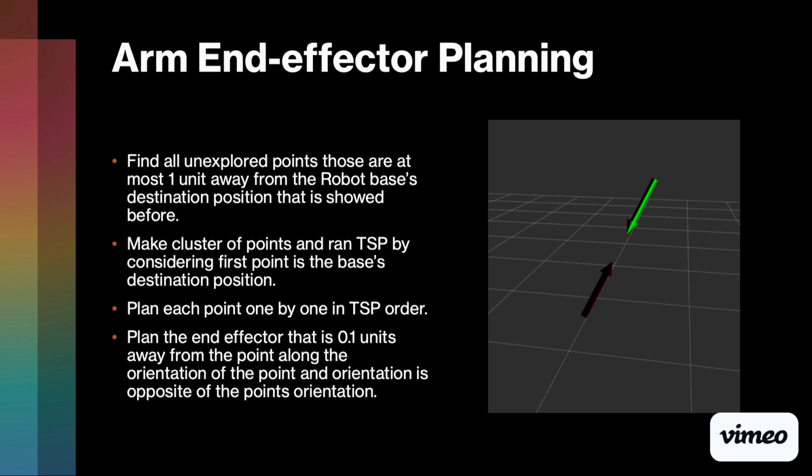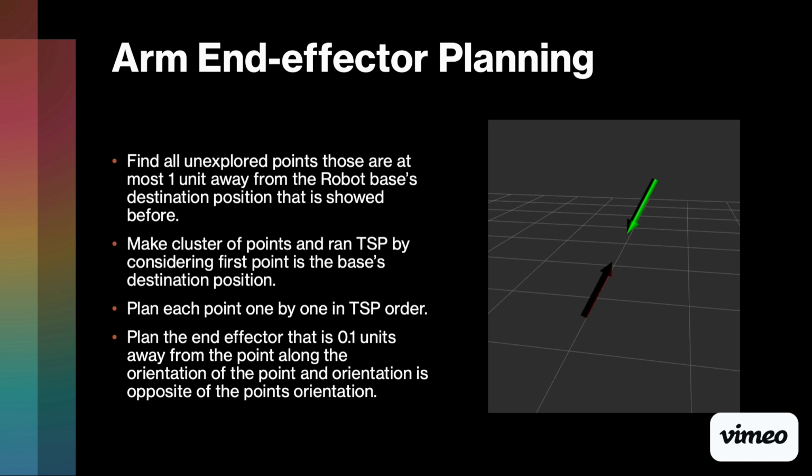We start by identifying all the points that are within 1 unit of distance from the robot's current base position. These points are considered unexplored and are our targets for sanding. We then cluster these points together using the traveling salesman problem. We plan the optimal path for the arm to follow. The starting point for this path is always the robot's current base position.